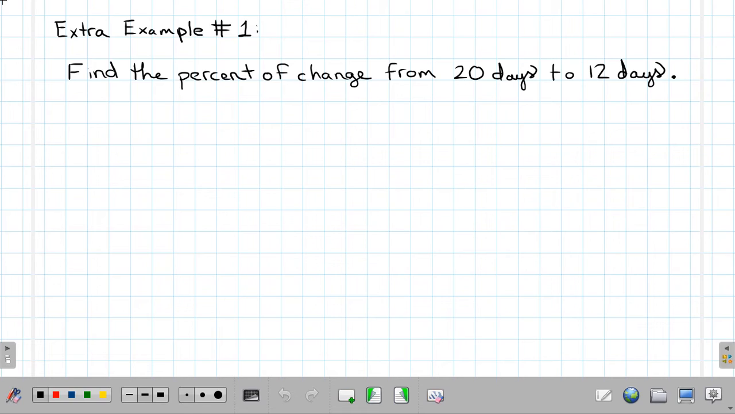Now, I will give you some like before where you maybe have to read a graph or understand the context to see where these numbers come from. But in this case, we're told we're going from 20 days to 12 days. So once again, we see this percent of change or percent change, so we know we're going to be using this formula. Same thing we've used every time. Percent change is equal to change over original.